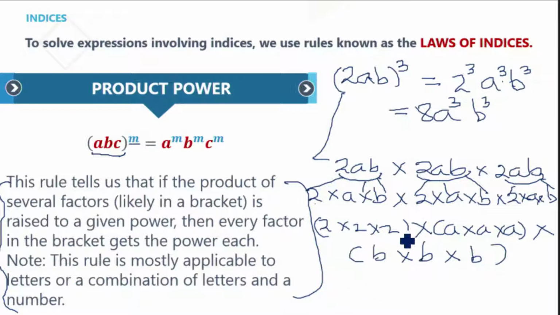Okay, so 2 times 2 times 2 is what? 8. And then a raised to the power 3, and b raised to the power 3, multiplied repeatedly by itself. How many times? 3 times. So you can see that this is the same as the value we got here. All right, let's go on to the next rule.